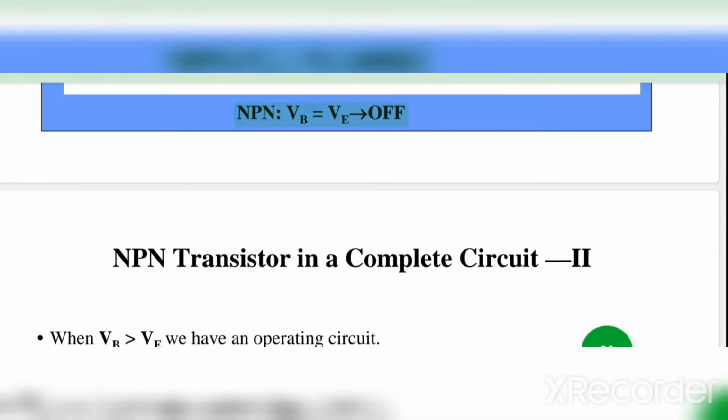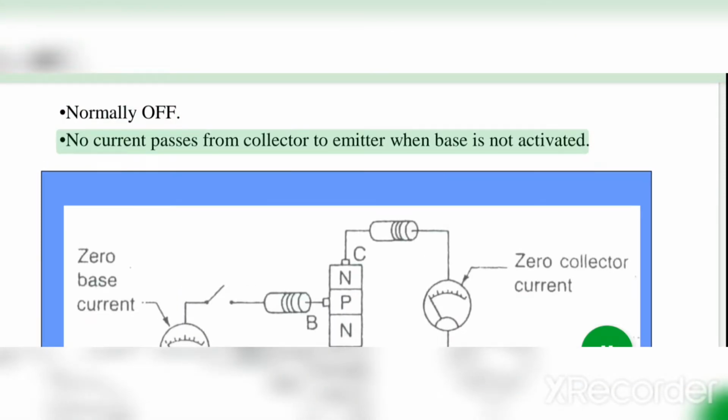BJT water analogy. NPN, PNP. Base, collector, emitter. NPN transistor in a complete circuit. NPN VB equals 0 V, off. Normally off. No current passes from collector to emitter when the base is not activated.